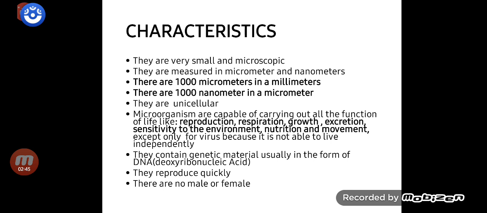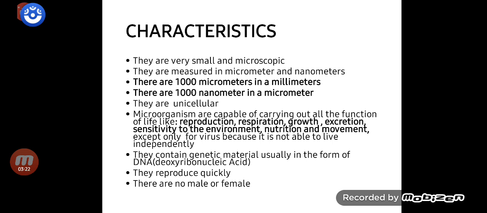We are now moving on to characteristics of microorganisms. They are very tiny and microscopic. They are measured in micrometers or nanometers. There are 1000 micrometers in a millimeter. There are 1000 nanometers in a micrometer. I'm just giving you a hint about how a microscope reads.